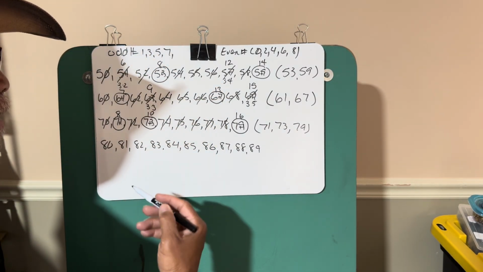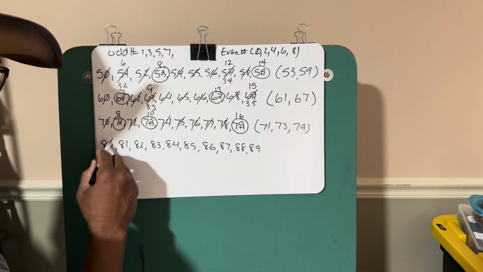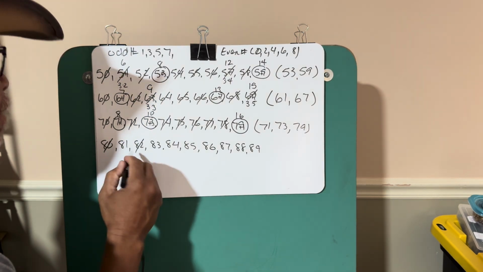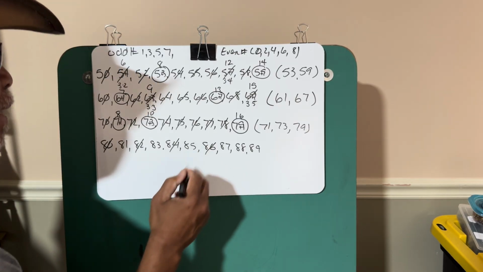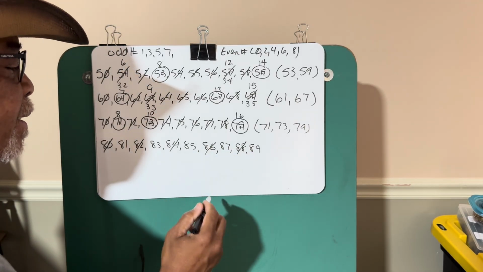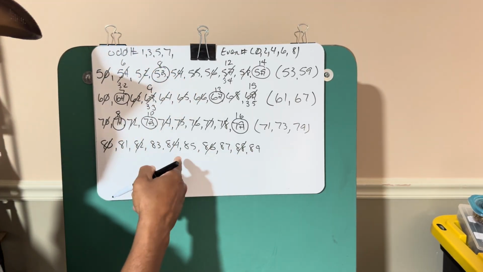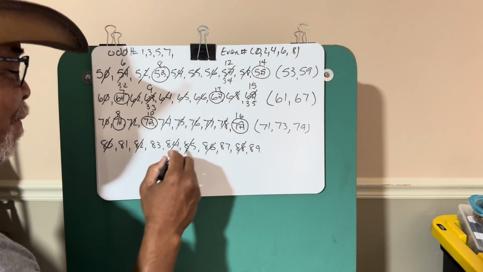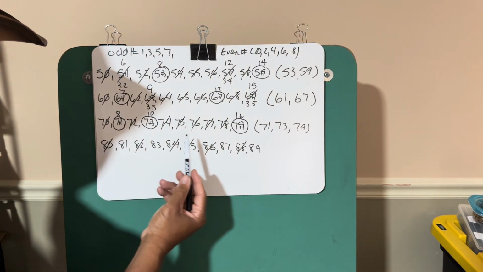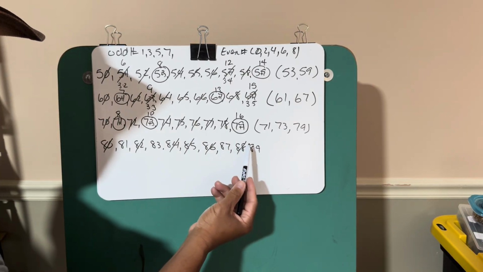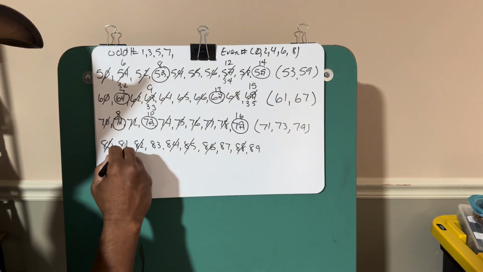So who got me? 80, that's correct. 82, 84, 86, 88. I know, right? That 5, 85. All right, so who we left with? 81, 83, 87, 89. Let's add those up.